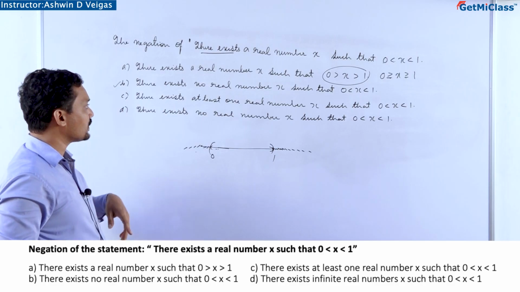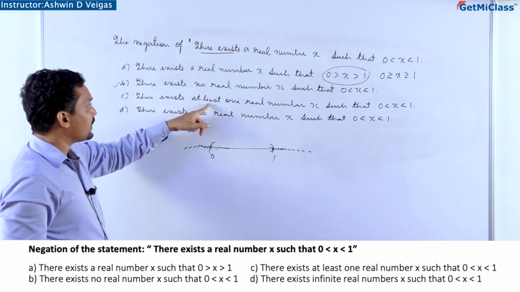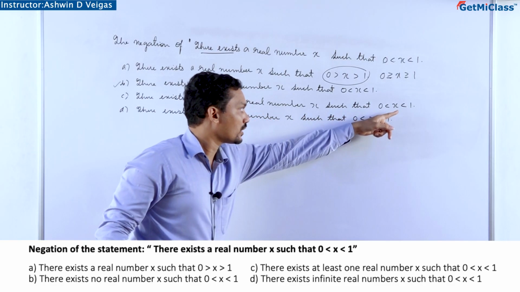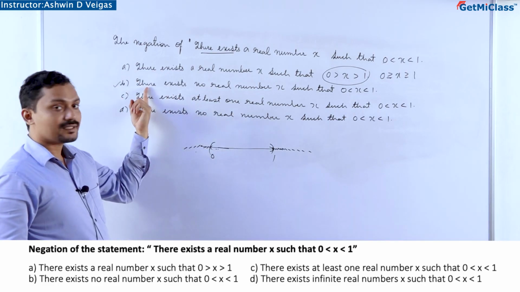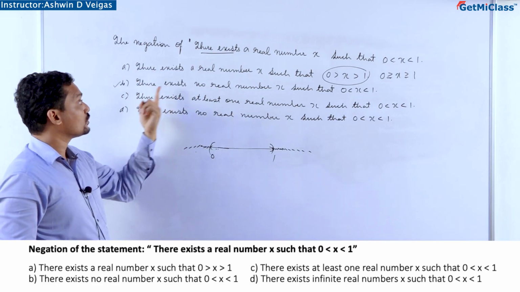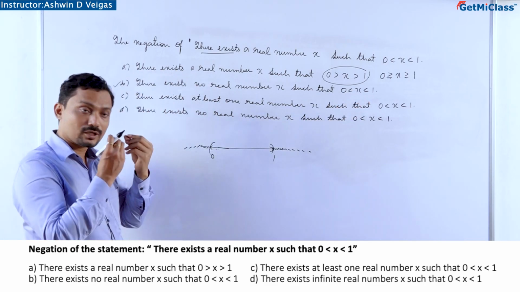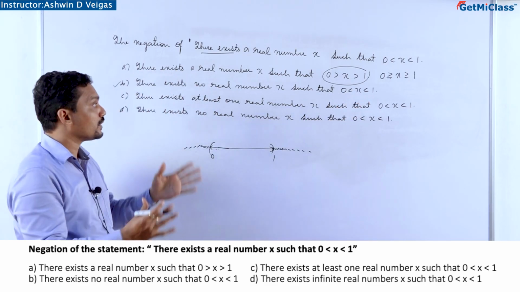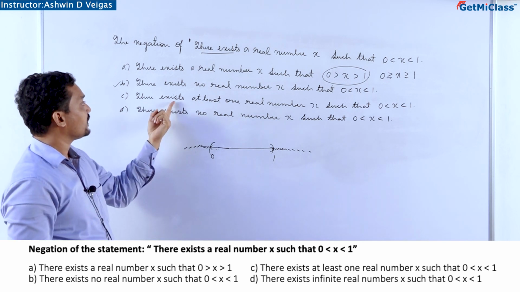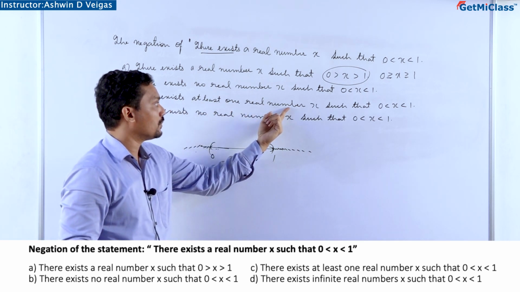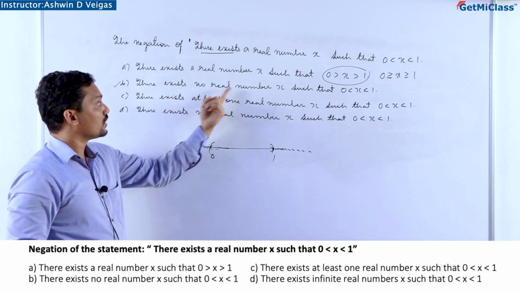Now, look at option C. There exists at least one real number between 0 and 1. Now, we have already said that this is the correct answer. There is no real number between 0 and 1. That means no means you cannot find even one number between 0 and 1. So, here they are saying there exists at least one real number. There should exist no real number.